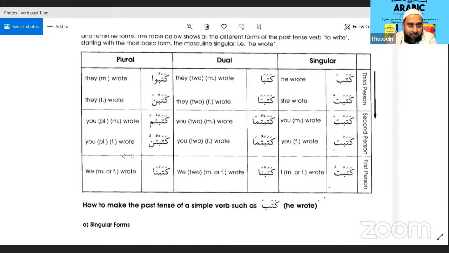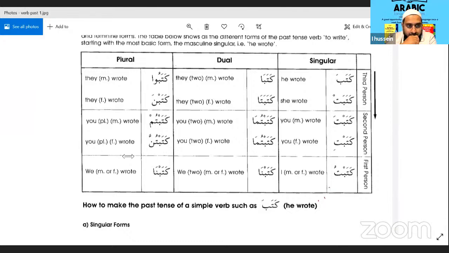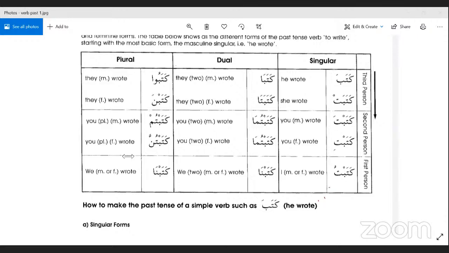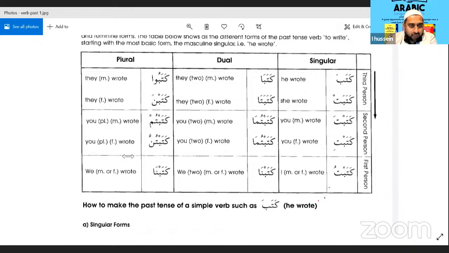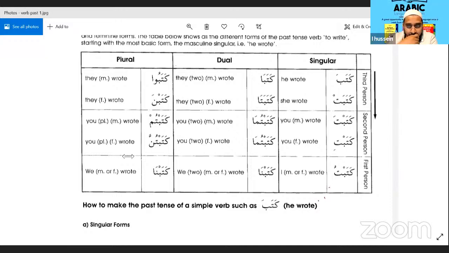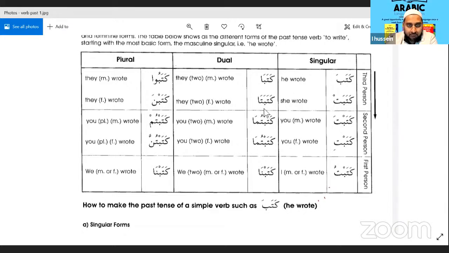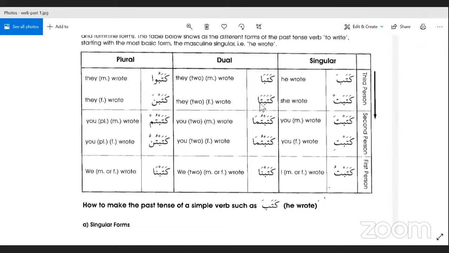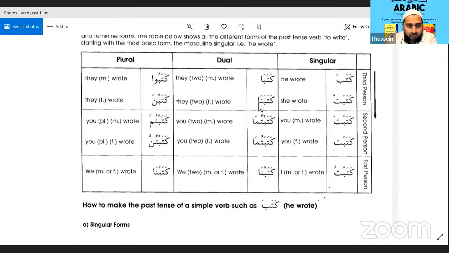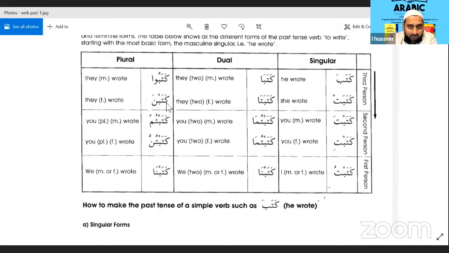Alima, he knew. Alima, they both knew. Alimu, they all knew. Correct. Alimat, she knew. Alimata, they two knew. Alimata. They two females knew. And alimna. Correct. They all female knew. Excellent. Is this clear? Yes.